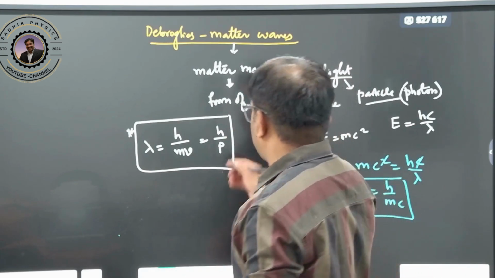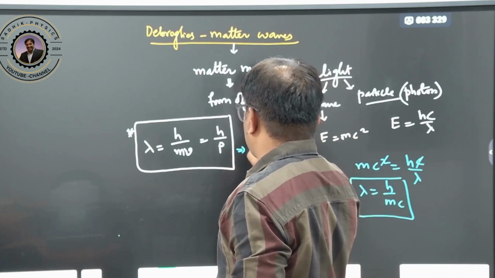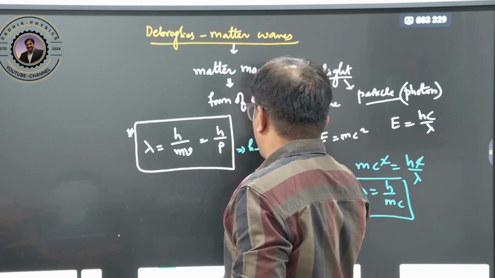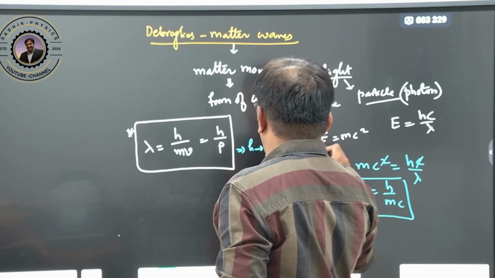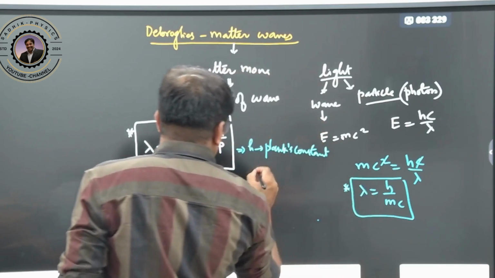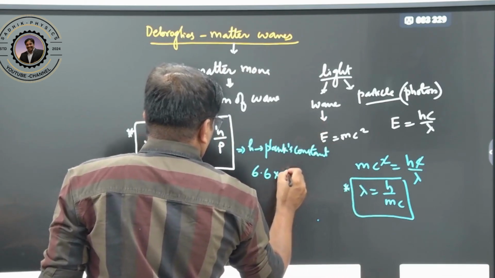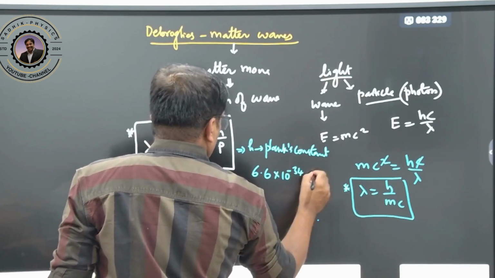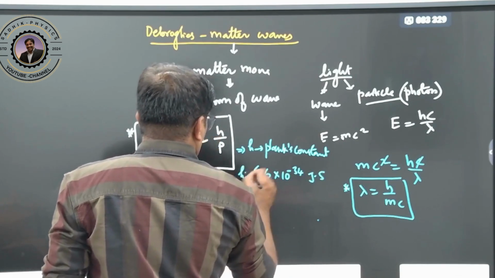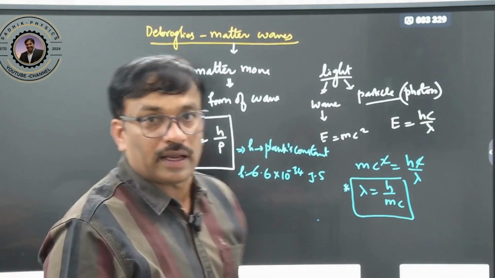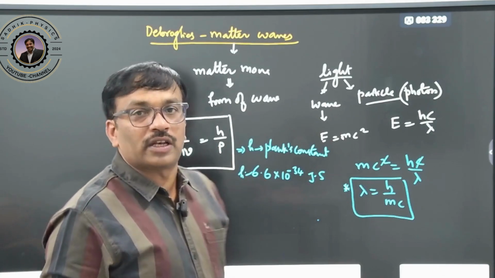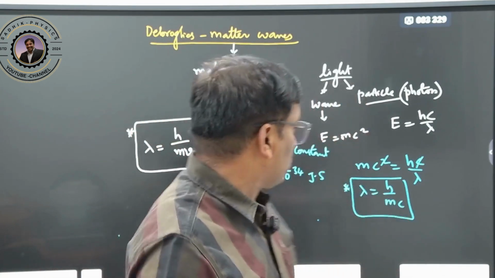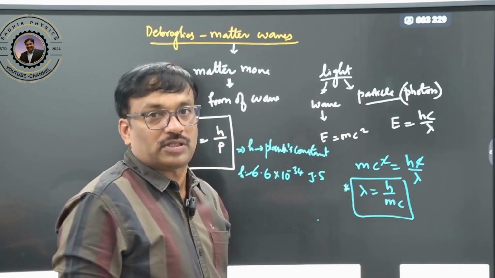You know that h is nothing but Planck's constant. This constant value is very small: 6.6 into 10 to the power of minus 34 joule second. So this is your value of h. Clear? Therefore h equals 6.6 into 10 to the power of minus 34 joule second. This is the value of Planck's constant.